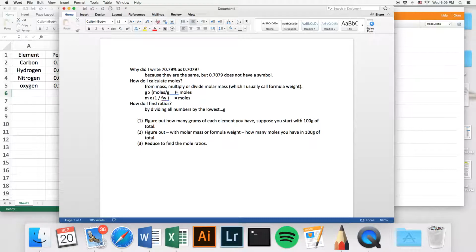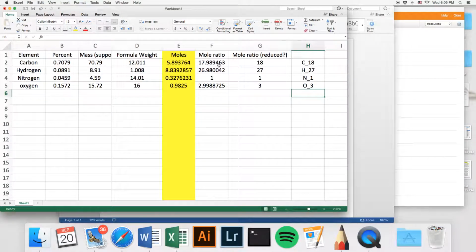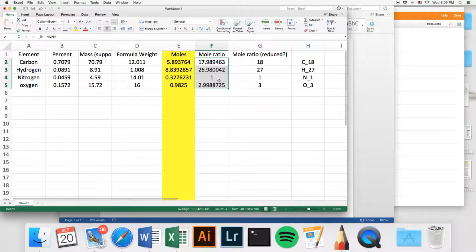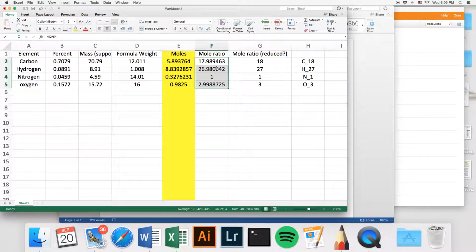If they don't reduce to even numbers, you have to figure out what fractions they go to. That's a longer question, and we'll do that in a separate video. Okay? Oftentimes they will reduce to whole numbers, just like they did here. You see how they reduced to numbers which are very nearly whole numbers. They were so close to it that we figured that that's probably 3, that's probably 1, that's probably 27, and that's probably 18. And we were right. Okay, I hope that's helpful.